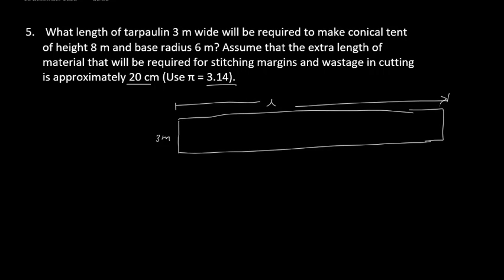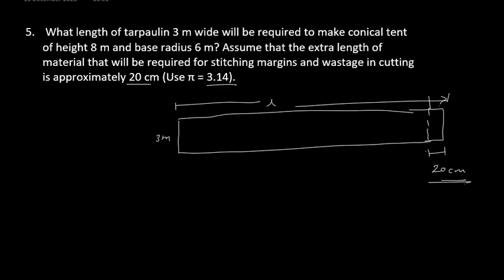Now, one more thing is given, that the extra length of material that will be required for stitching margins and wastage in cutting is approximately 20 centimeters. So this 20 centimeter is for stitching and other wastage. So this much is the length which I actually need, and this extra for margin. So I have to find this length plus this 20 centimeter will give me total length.